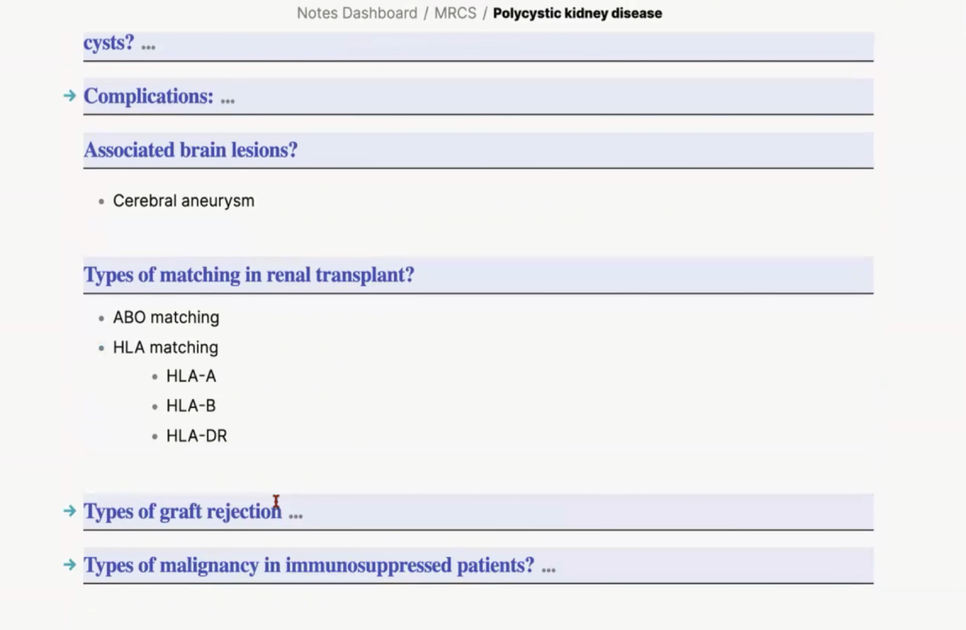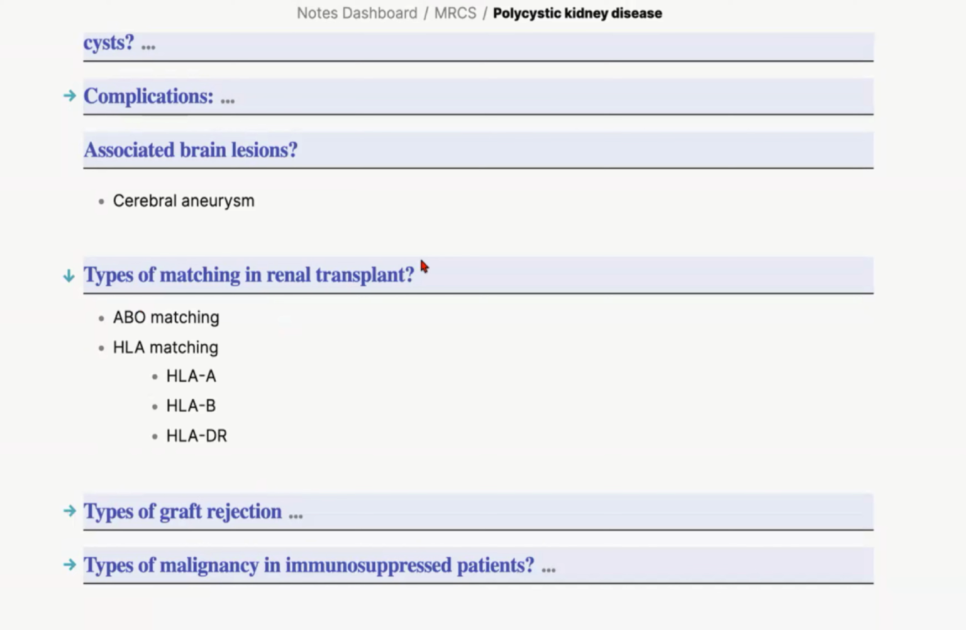First one being the hyperacute. So this happens immediately, and it's a type 2 hypersensitivity reaction, where there are preformed antibodies against the donor ABO or HLA. And the treatment for this is you will have to remove the transplanted kidney. Second one being the acute transplant rejection, which usually happens in about 7 days. This is because of the T-cell mediated reaction against the major histocompatibility complex. And this can be treated with immunosuppressants.